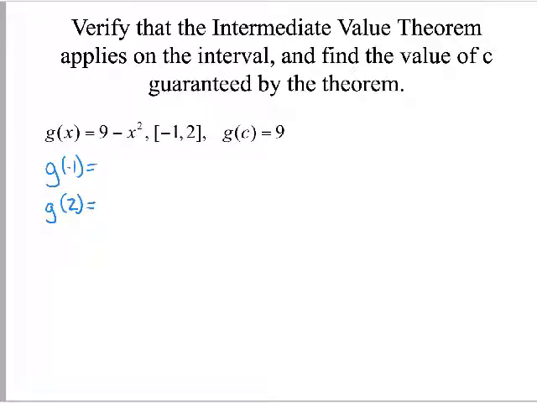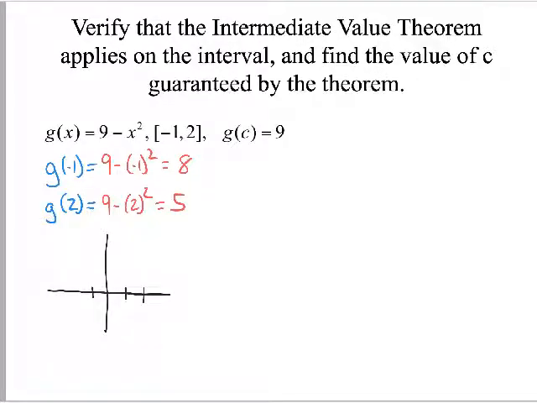So for the first one, when I plug in -1, I will end up with 9 minus 1, which is 8. And for the second one, I have 9 minus 2 squared, which is 9 minus 4, which is 5. So what we're kind of visualizing here, if we think of a graph, we have -1 and 2. There's my interval. And here, let's just say we're going 2, 4, 6, 8, 10. And so I have -1, 8 as one coordinate, and 2, 5 for another coordinate.